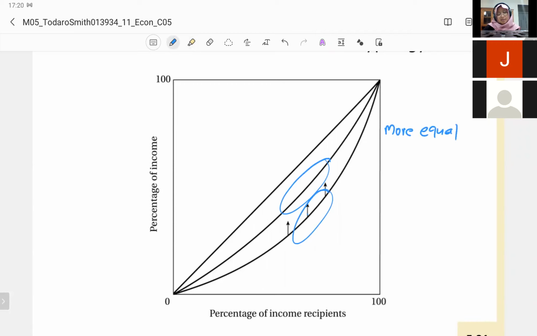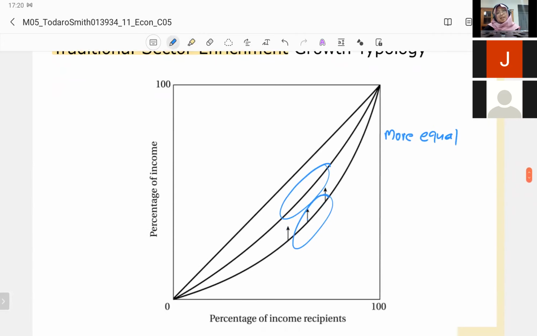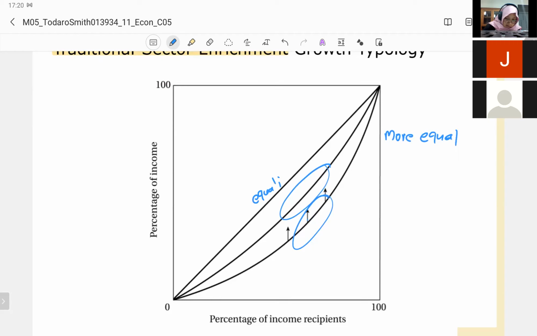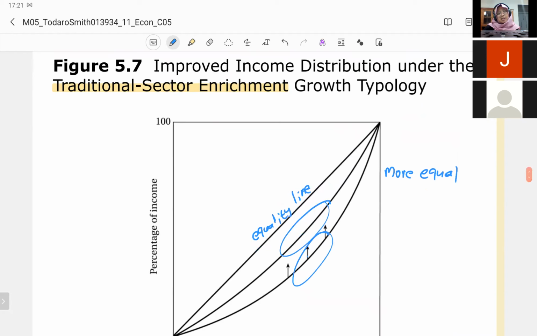Why is that? Because most of people who are in the traditional sector are people whose income are low. Okay, so most poor people, they are in the traditional sector. So if you do enrichment in the traditional sector, it will really help the poor, and the Lorenz curve will shift closer to the equality line. So this is the equality line here. Okay, so this is what's going to happen if you improve income distribution under the traditional sector enrichment.